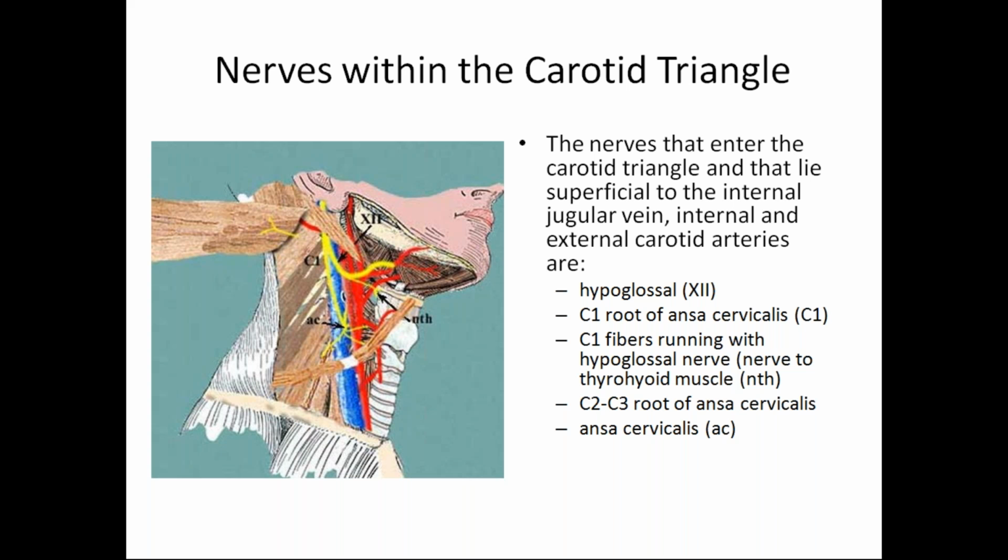So what are the nerves within the carotid triangle? The nerves that enter the carotid triangle lie superficial to the internal jugular vein and the internal and external carotid arteries. So what are the nerves? First one is the hypoglossal nerve. Second is the C1 root of ansa cervicalis and C1 fibers running with the hypoglossal nerve, that go to the thyrohyoid muscle. Then the C2, C3 root of ansa cervicalis, and the ansa cervicalis.